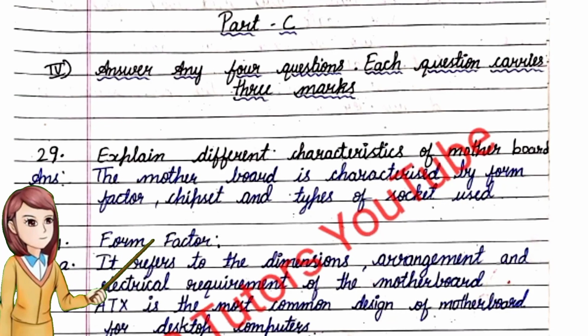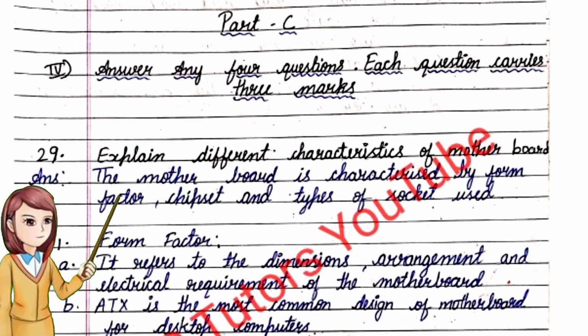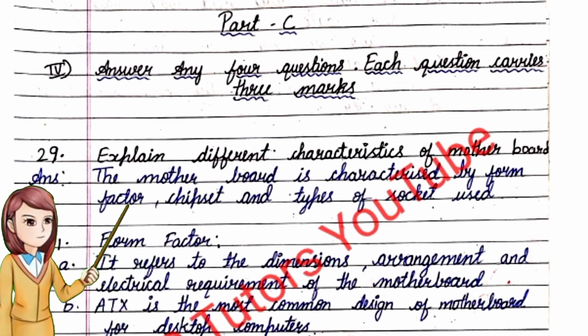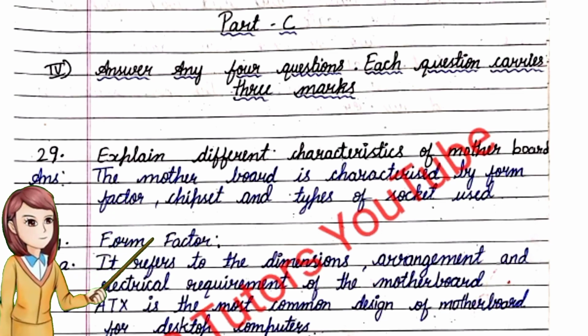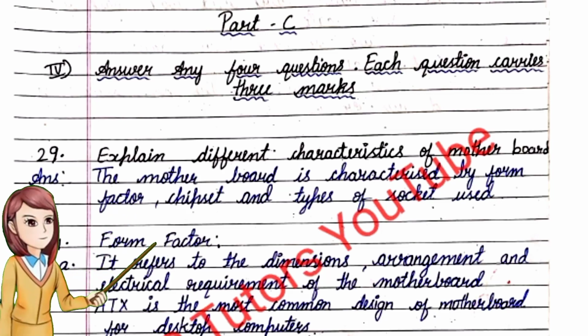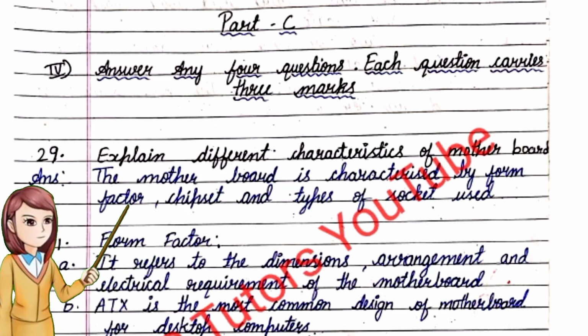Part C. 29th question. Explain different characteristics of a motherboard. The motherboard is characterized by form factor, chipset and types of sockets used. Form factor: it refers to the dimensions, arrangement and electrical requirements of the motherboard. ATX is the most common design of motherboard for desktop computers.